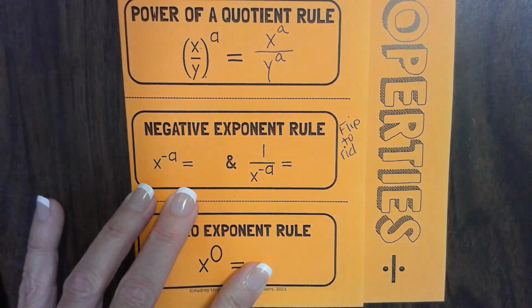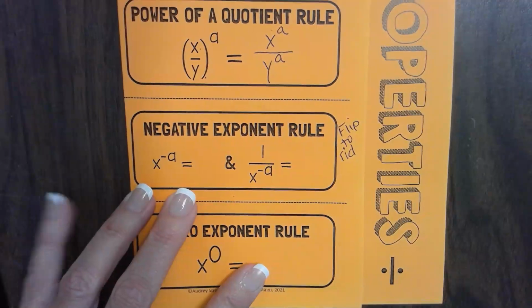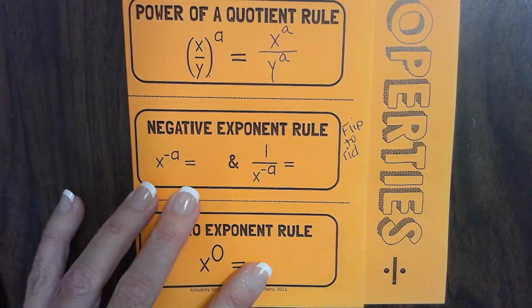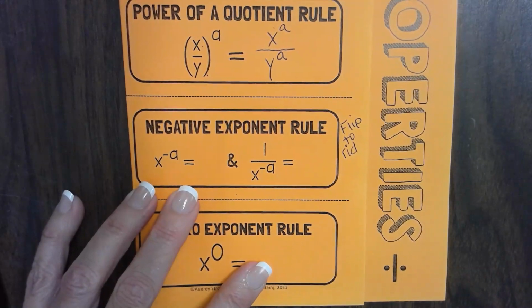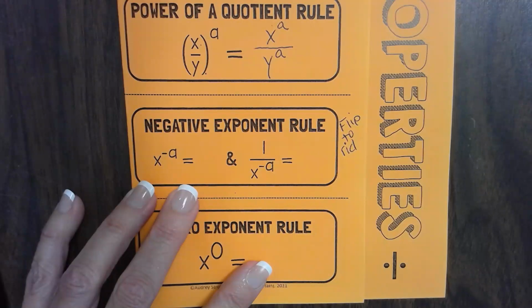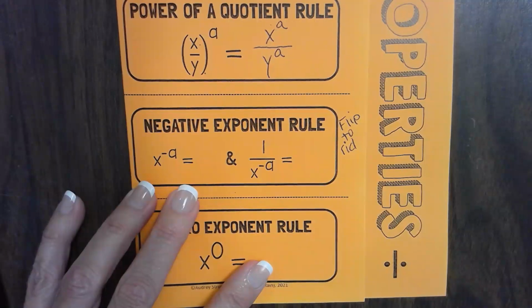So what does flip to red mean? It means if the power is negative on top, move the base and the power to the bottom, and it's positive. If the power on the bottom is negative, you move the base and the power to the top, and it's now positive, the power. That's what flip to red means.